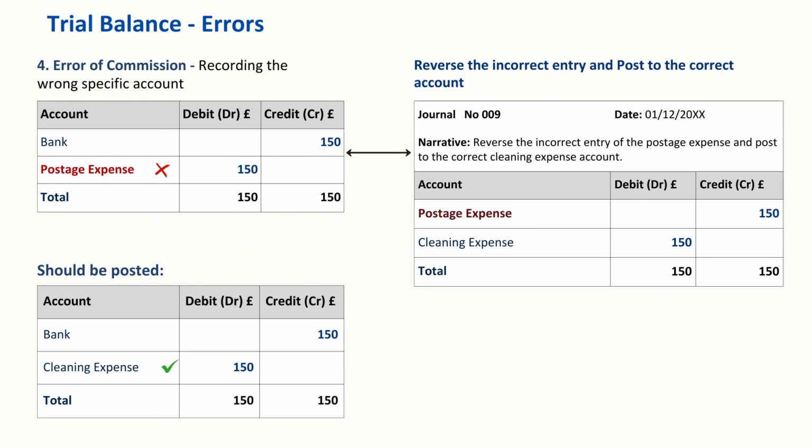We don't need to reverse the whole entry. We only fix the wrong expense account, credit postage expense and debit cleaning expense.